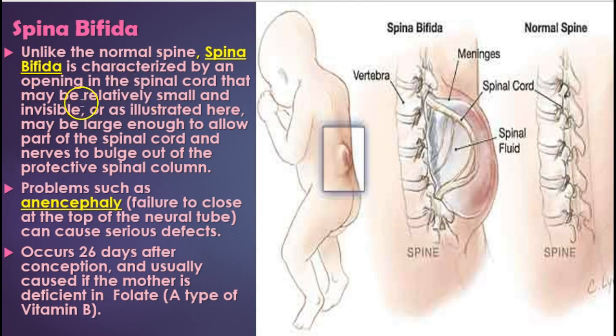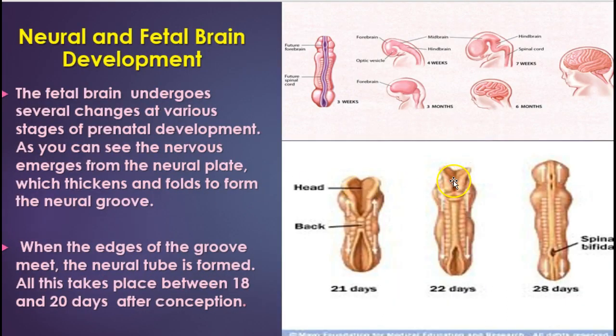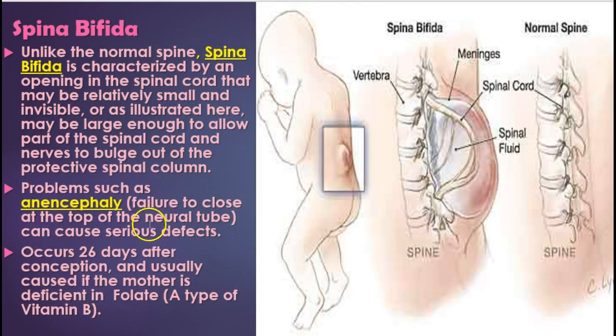So, spina bifida, unlike the normal spine, as you see in this picture, is characterized by an opening, a relatively small, invisible one, which is illustrated here, and it may be large enough to allow part of the spinal cord and nerves, as you can see in this middle diagram, to bulge out of the spinal column. And there are problems such as anencephaly, which is a failure to close at the top of the neural tube, as you see here, which can cause serious side effects.